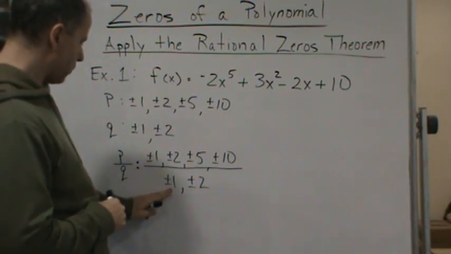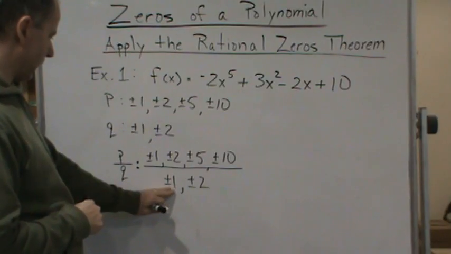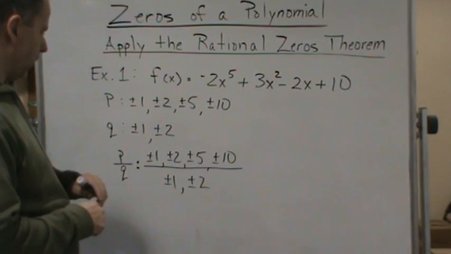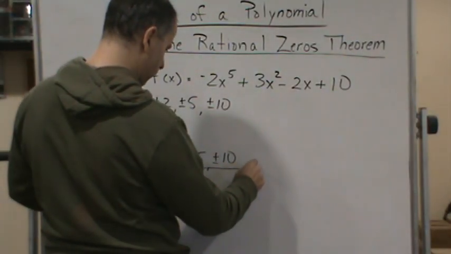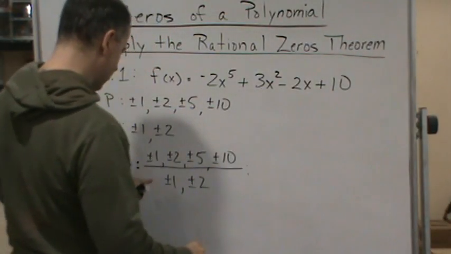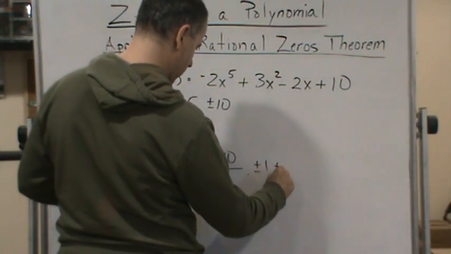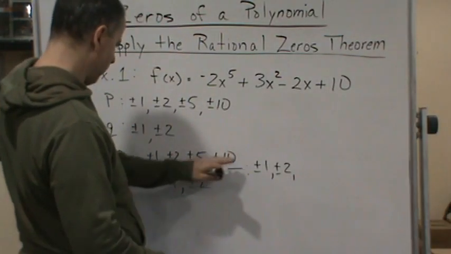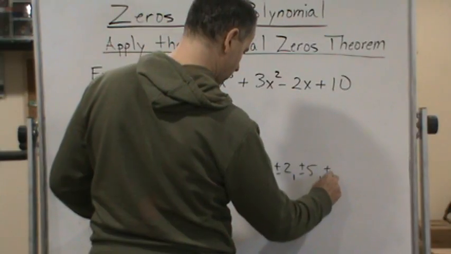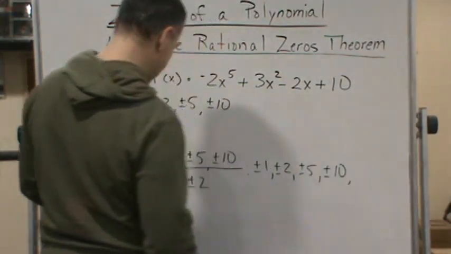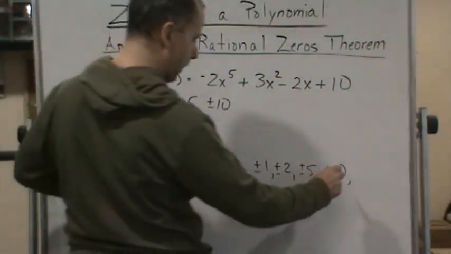Now, if I have plus or minus 1, all I'm going to do is just get all of these. So that's not really going to give us anything. Okay? So if I wanted to list all these out, what I would get is plus or minus 1, plus or minus 2. So I'd get everything, all the p's back. Plus or minus 5, plus or minus 10. And then divide everything by plus or minus 2. Well, that's going to give me plus or minus a half.